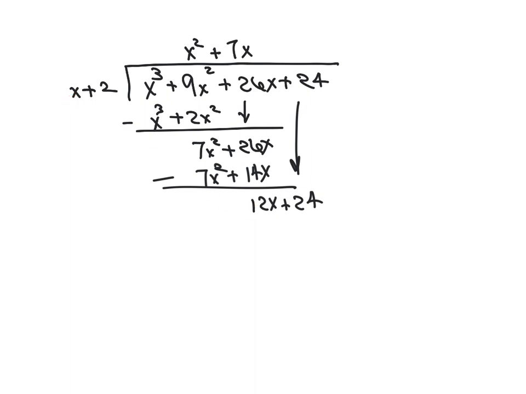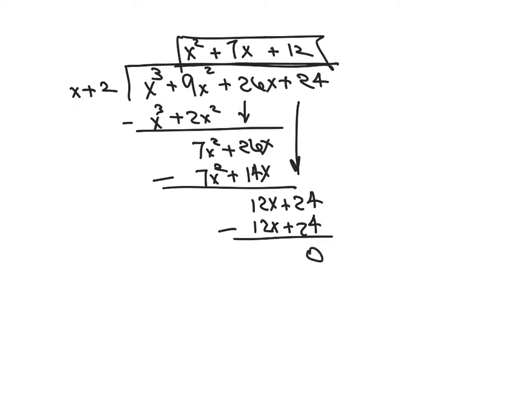X goes into 12x 12 times. 12 times 2 and then 12 times x. 12 times 2 is 24, positive. 12 times x is 12x. Subtract, we get 0. So yes, this goes evenly. Both of these go evenly into that.